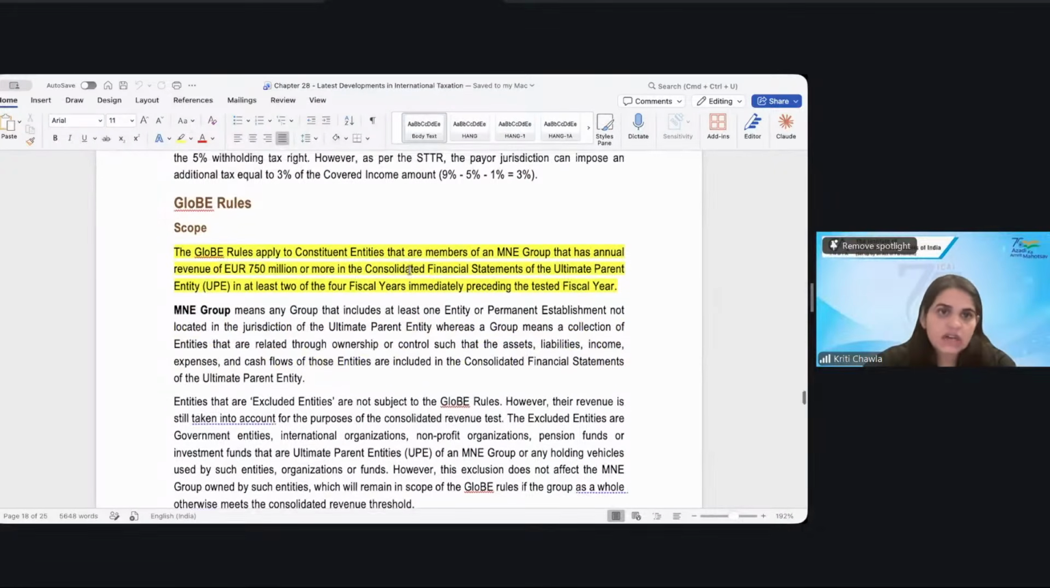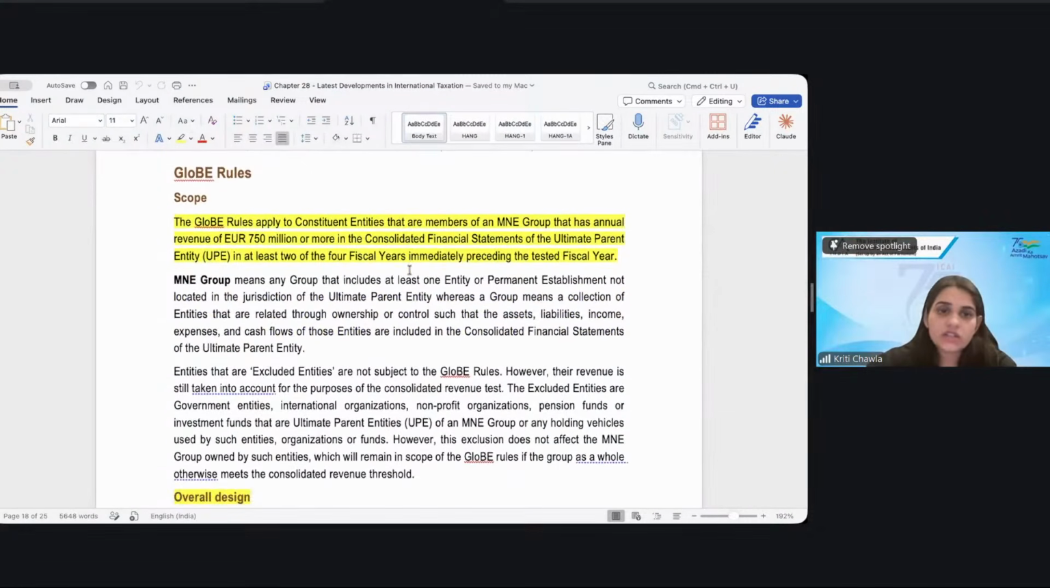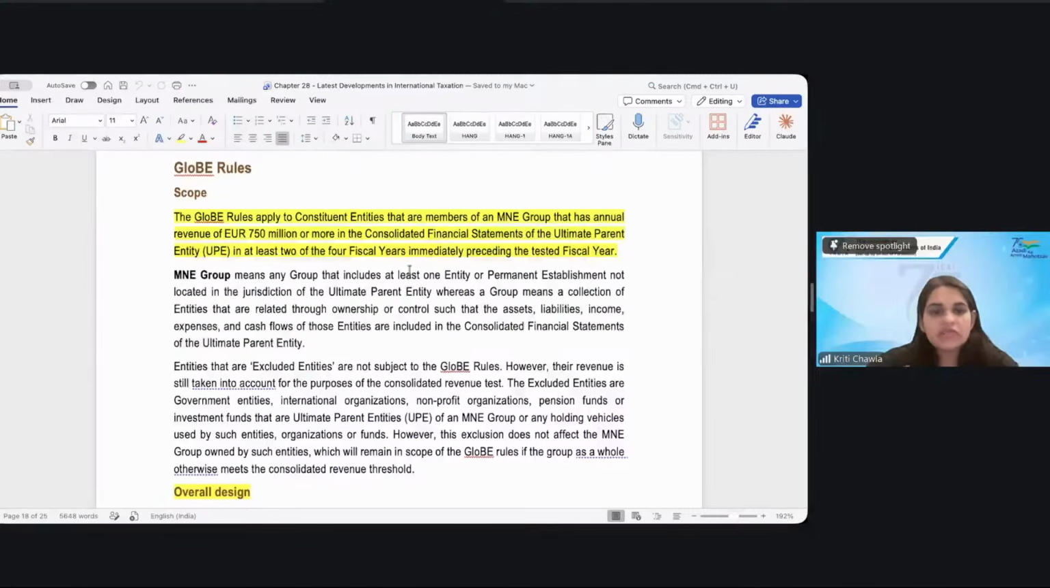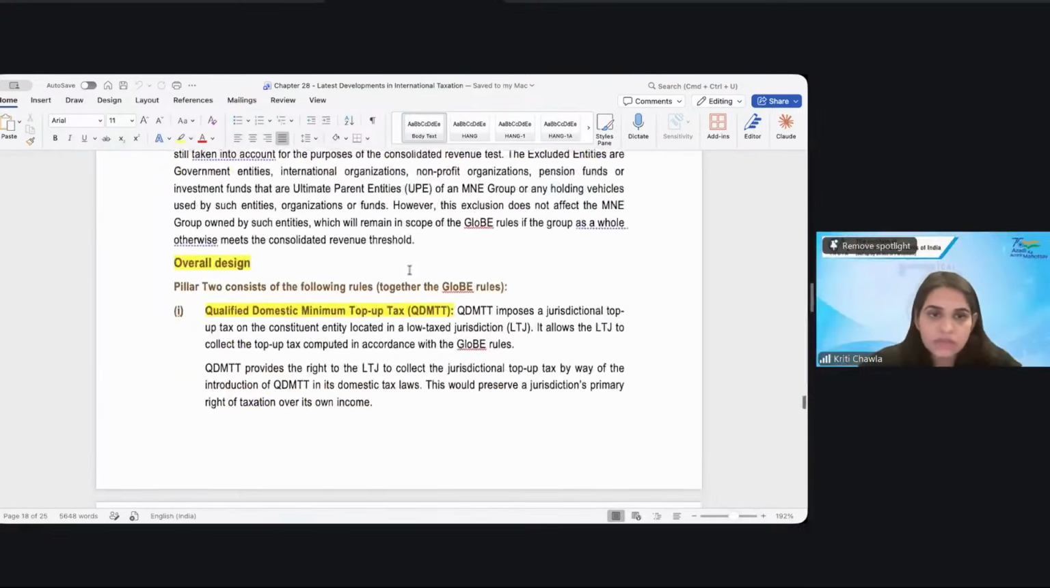Now that was STTR. And now there are GloBE rules. I think I've mentioned this before. GloBE rules apply to constituent entities which are members of the MNE group and have an annual revenue of 750 million or more in the consolidated financial statements of the ultimate parent entity in at least 2 out of 4 fiscal years immediately preceding the tested fiscal year. So that is what is provided for GloBE rules.